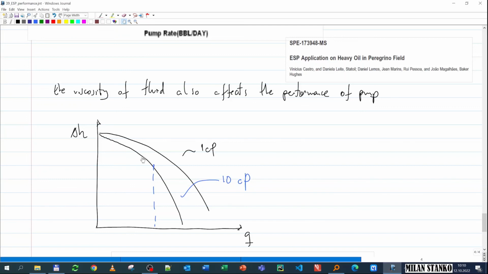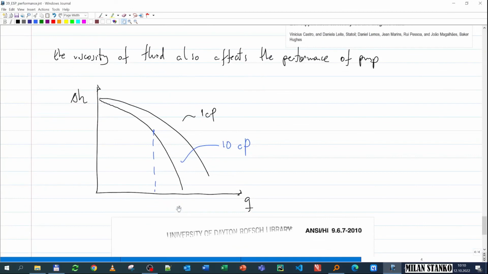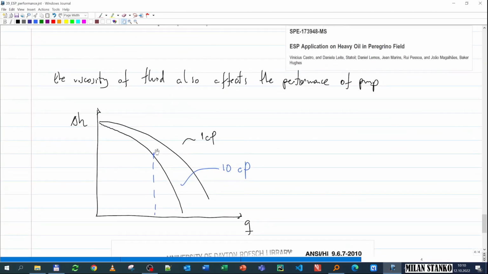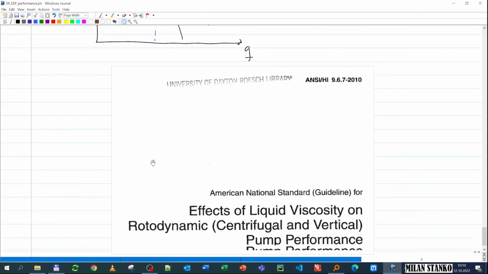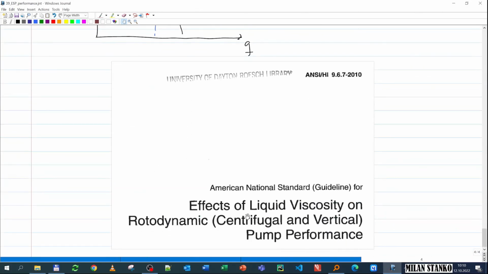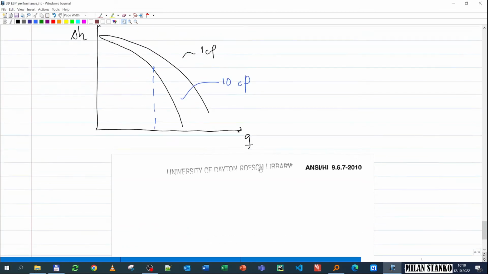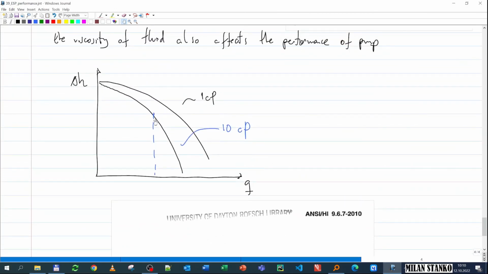To find the new curve, we cannot apply a similarity law as we have done for frequency, but we have to use some correction method which is highly empirical. One of them is this one from the Hydraulic Institute on how to correct centrifugal pump curves, but there are many more. Some people have said that this standard, 9.6.7, is not so accurate, but it is required if you're handling high viscosity liquids. And we're going to see that in our exercise in the next video.